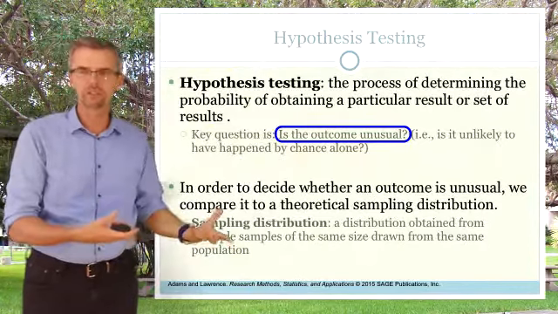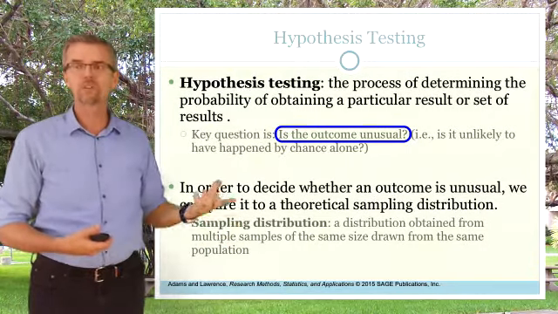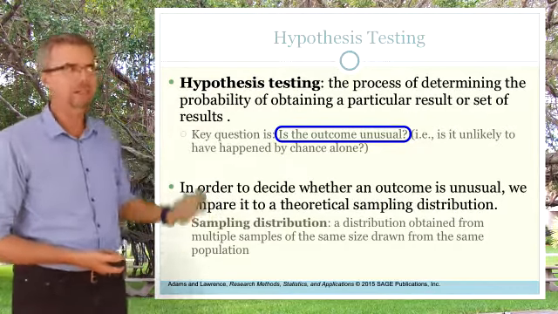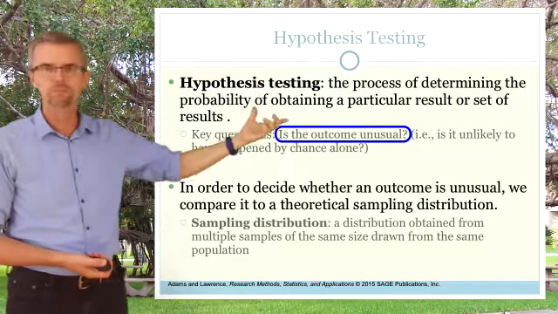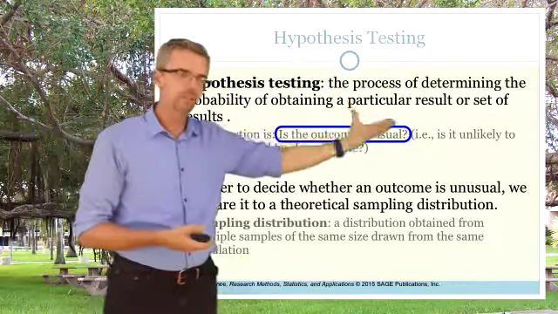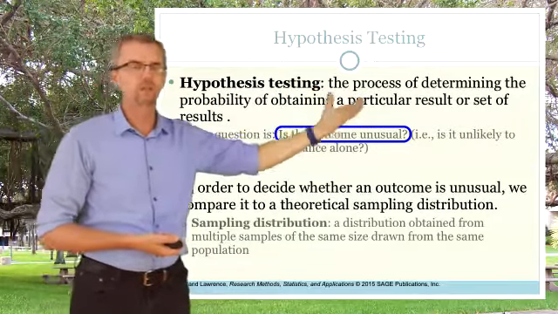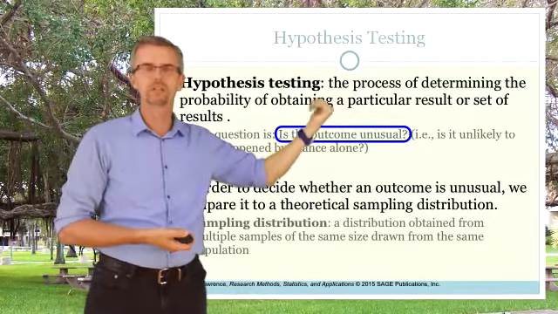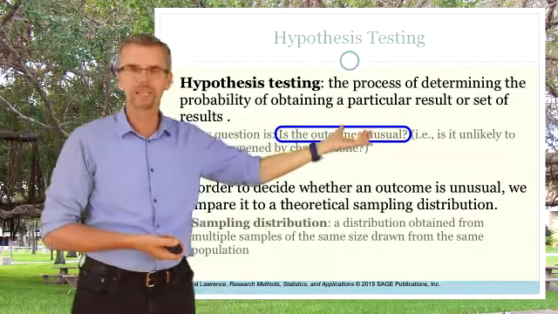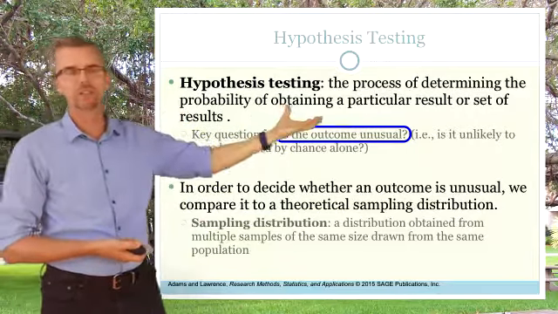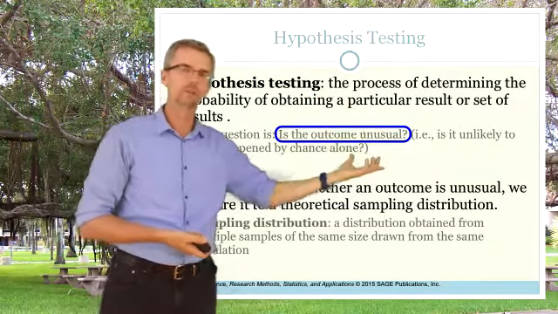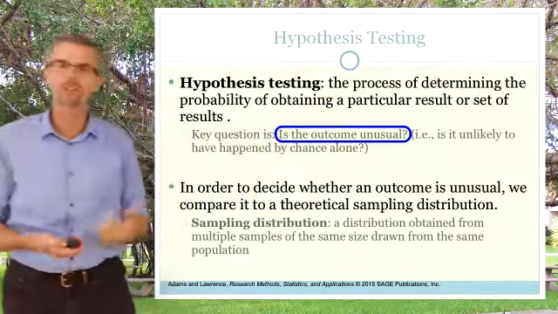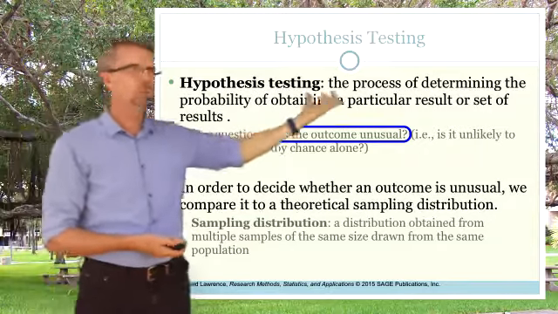Hypothesis testing comes out of this. Hypothesis testing is the process of determining the probability of obtaining a particular result or set of results. The key question is, is the outcome unusual? So if we have a probability theory that says 50 times out of 100 on average you should have heads and tails on a coin toss, so 50% of the time it should be heads. If you come up with, as I mentioned in the textbook, 10 heads out of 100 coin tosses, then that would be highly unusual. So that's what hypothesis testing comes out of: is the outcome unusual, and that's what we're after.